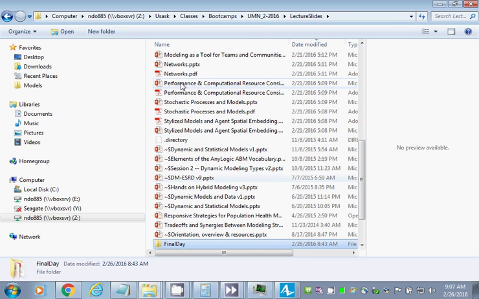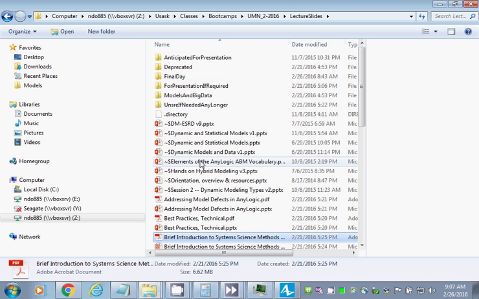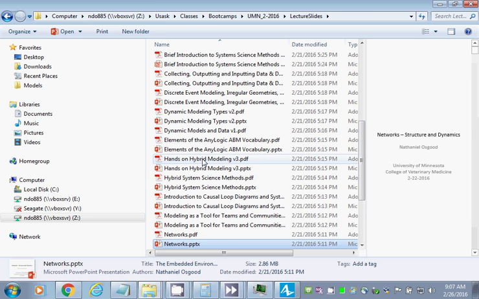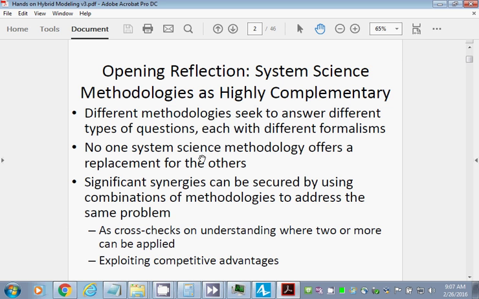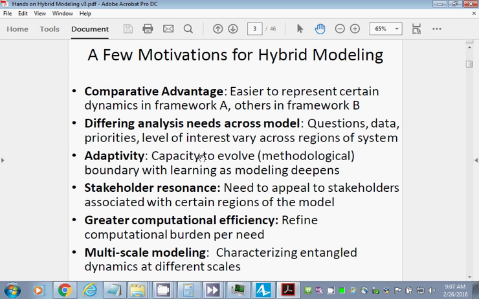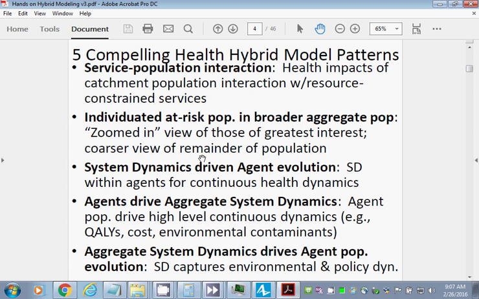This one, service population interaction. This is where people presented for care at a discrete event model and were treated by that. We saw that in day 2. This one, individuated at-risk population and broader aggregate population. That was that budding model we saw yesterday, the middle model. System dynamics driven agent evolution. We saw that in the first and in fact the latter model.